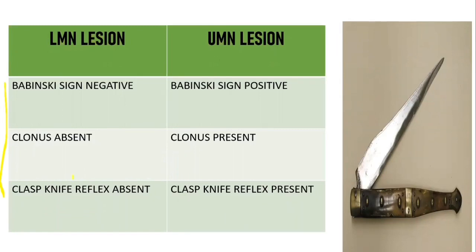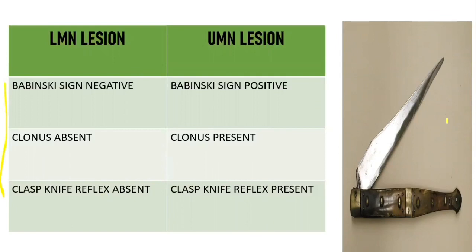Clonus: the continuous rigid contractions of a muscle is called clonus. It is absent in an LMN lesion and present in a UMN lesion. We saw hypotonia and spastic paralysis, and clonus is present. Next, clasp knife reflex is absent in LMN lesion.